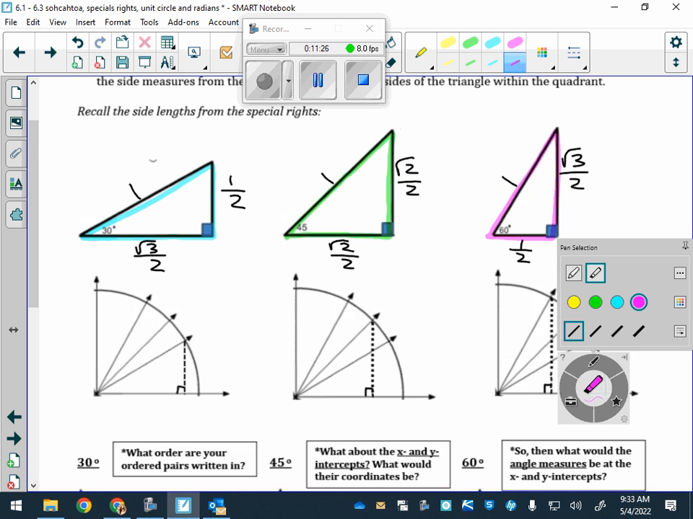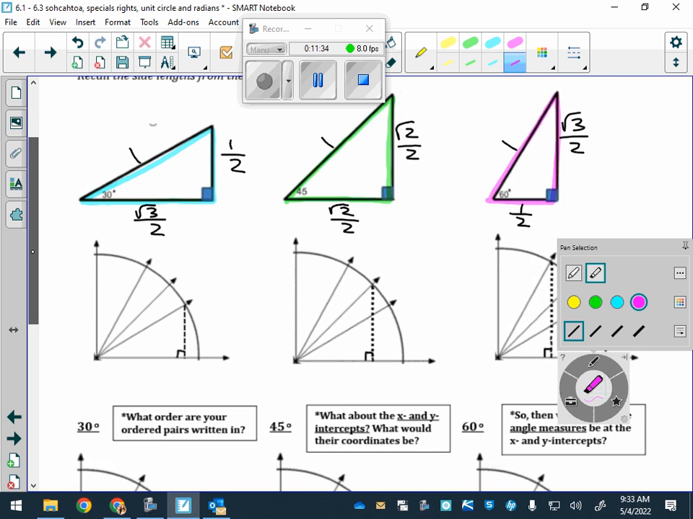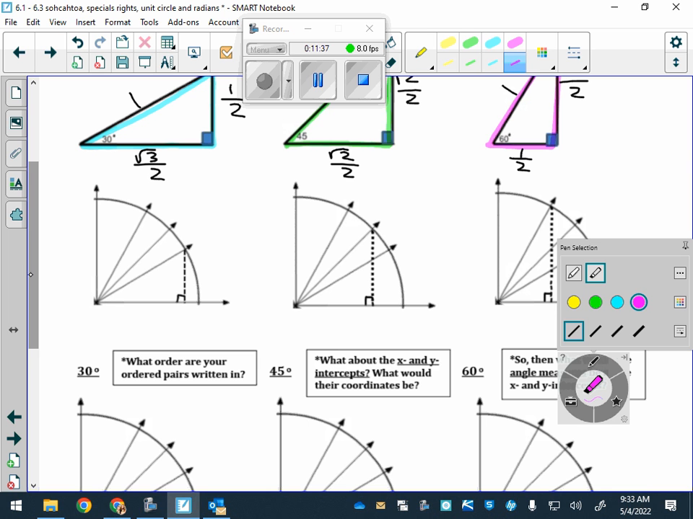Now we're going to see what these triangles look like on the coordinate plane. Okay, so use your first color. Okay, and we're making a 30-degree angle, which creates a right triangle. We're dropping a perpendicular line once it reaches the edge of the circle to create our 30-degree angle.